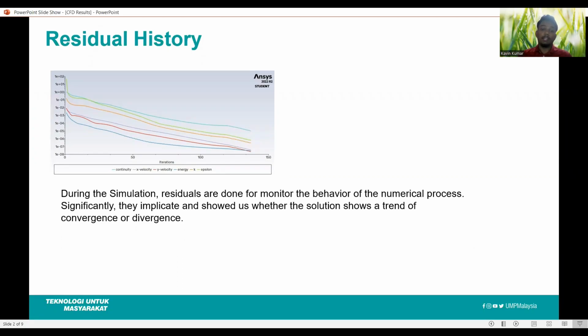Importantly, they indicate and show us whether the solution shows a trend of convergence or divergence. In case there is any divergence, we have to rerun the iteration with a different number of iterations and a different mesh as well.